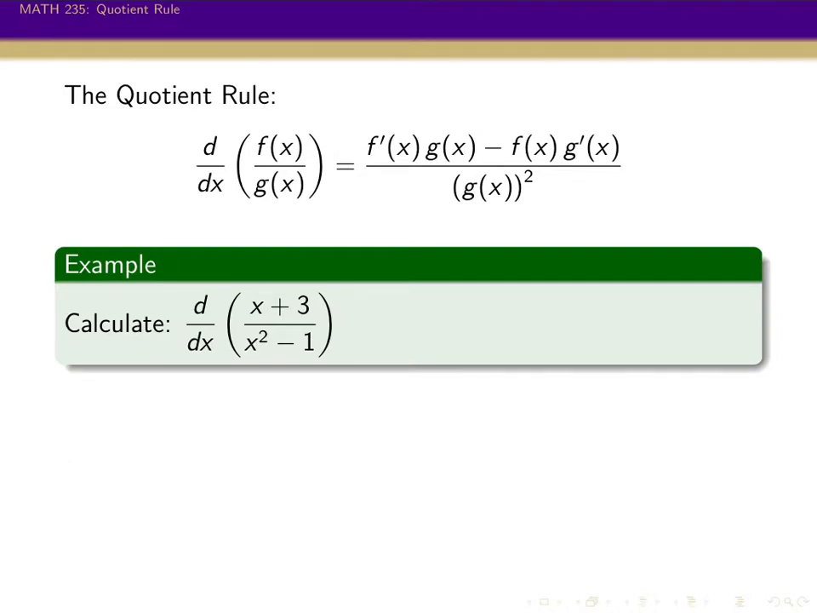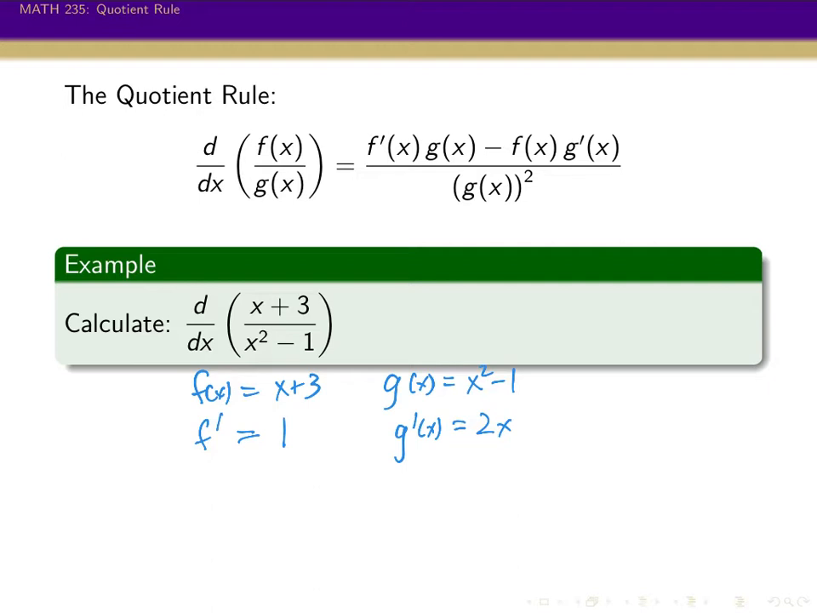Okay, so let's finish this video off with an example. So we're going to take the derivative of x plus 3 divided by x squared minus 1. And so our top function here, let's call it f, is x plus 3. Our bottom function, g, is x squared minus 1. And then the derivative of the top, the derivative of x plus 3, is just going to be 1. The derivative of the bottom is going to be 2x. The minus 1 just goes to 0.